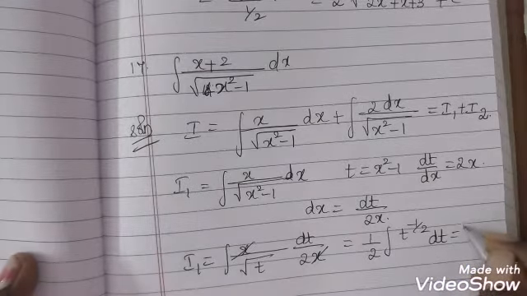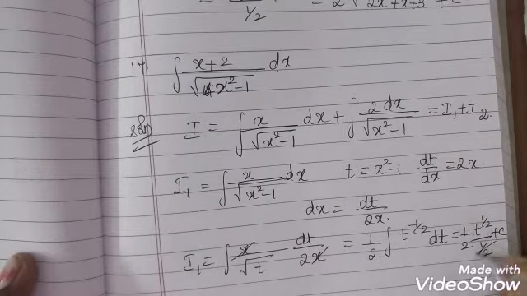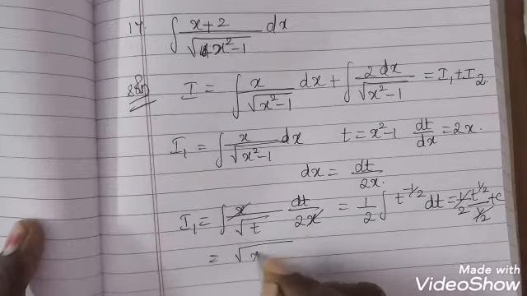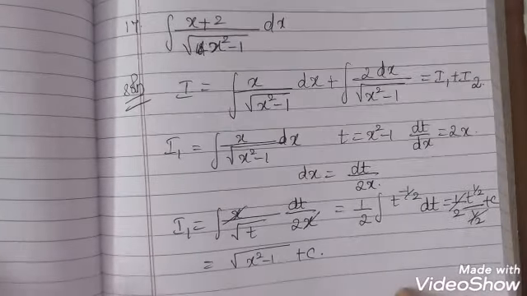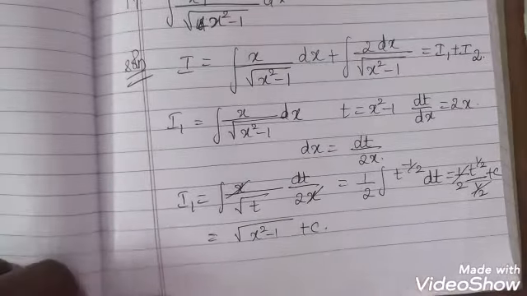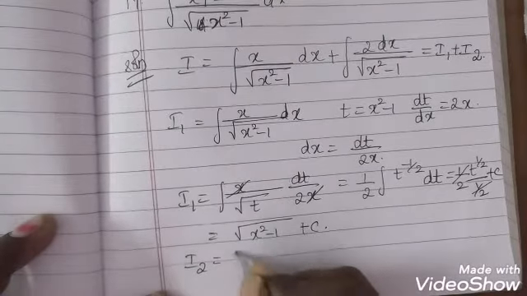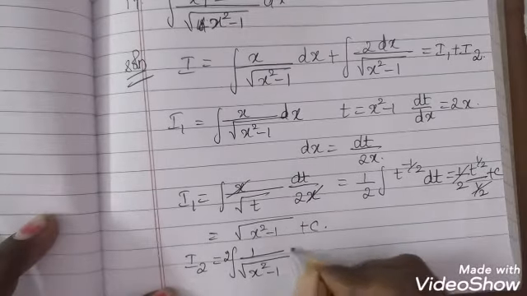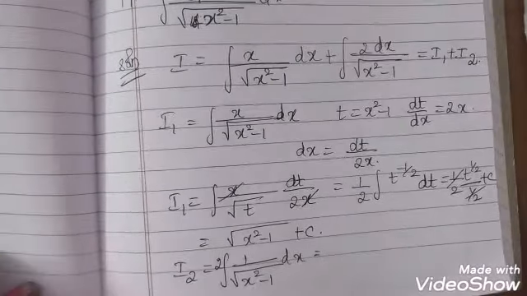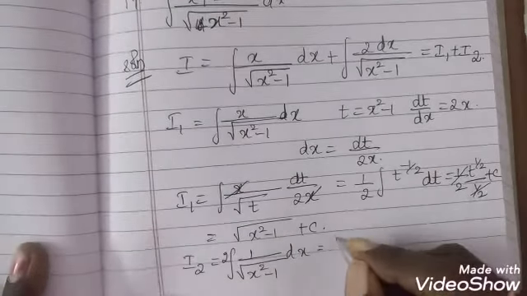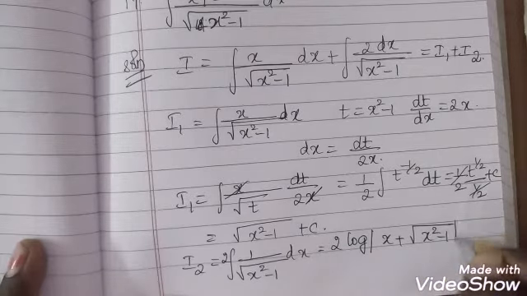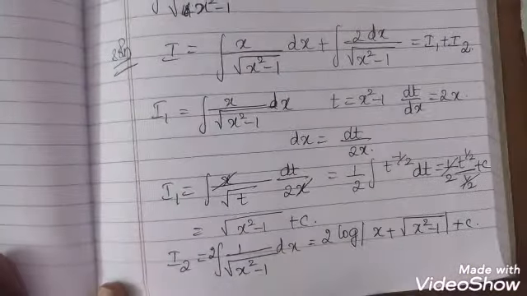Okay, so when I integrate it, what will I get? 1 by 2 into t power half divided by half plus a constant. So what happens here? Your half and half get cancelled. So what's the value of t you get here? It is equal to square root of x squared minus 1 plus a constant. So you have integrated I1. Next I'll have to integrate I2. I2 integration is easy. I'll just take 2 into 1 by square root of x squared minus 1 dx. What is integral of 1 by square root of x squared minus a squared? Yeah, it's nothing but 2 into log of modulus of x plus square root of x squared minus 1 plus a constant. So finally I can write what is my I here.